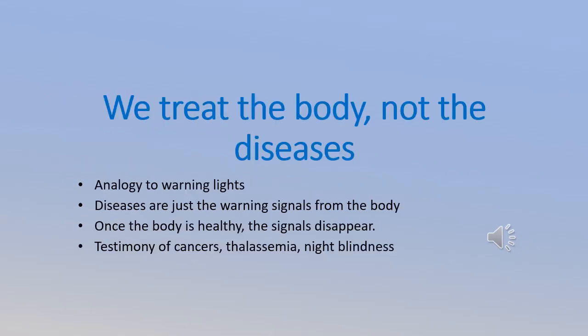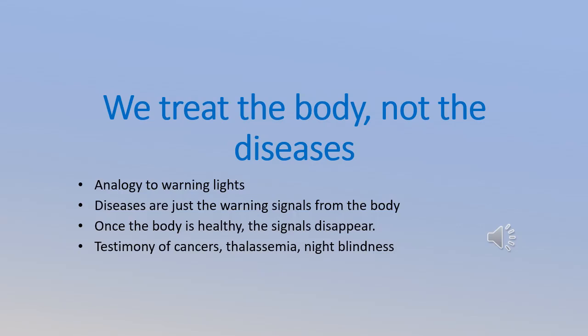Now, the next rule is we treat the body. We do not treat the disease. This is an analogy to the warning lights in your car. When you buy a car, sometimes there is something wrong with it, so there are some warning lights. What are you going to do with the warning lights? You need to send the car to the mechanic to repair it, so that the warning light will disappear. You cannot tell the mechanic, remove the light, the light is hurting my eye. You cannot do that. You have to repair the car. When the car is okay, the light is gone.